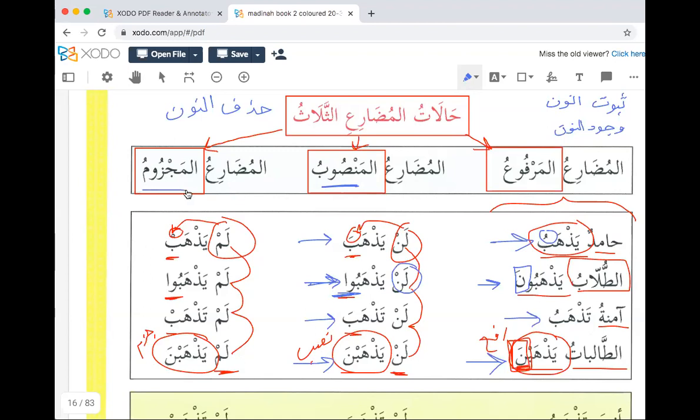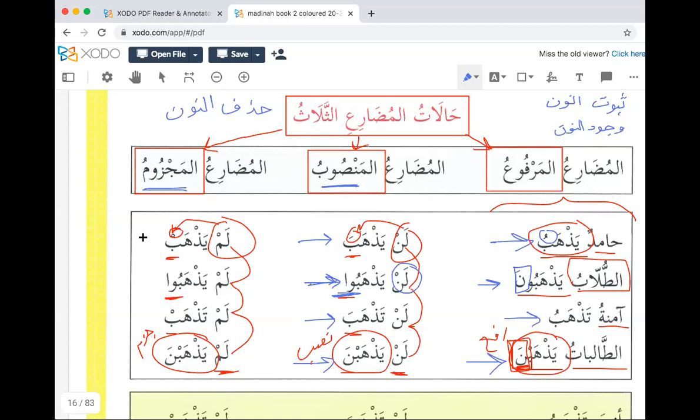ننتقل. We move to المجزوم. لم يذهب. ما هي علامة الإعراب؟ جزم. السكون. That was جزم. That's the state, yeah? But what's the علامة? Oh, the سكون. Yeah, you were right the first time. You got nervous. Don't get nervous. You're usually right. You're right, it's a sukoon.